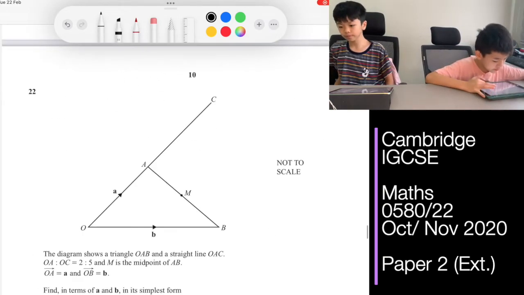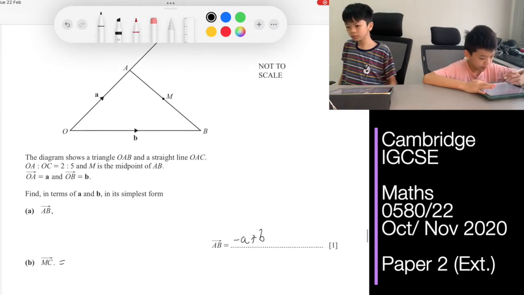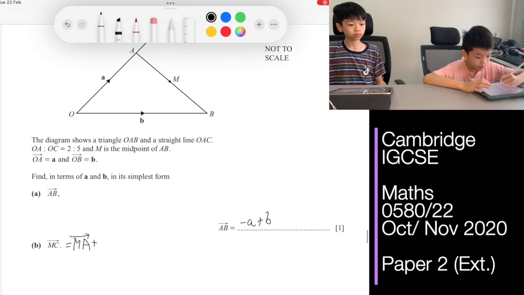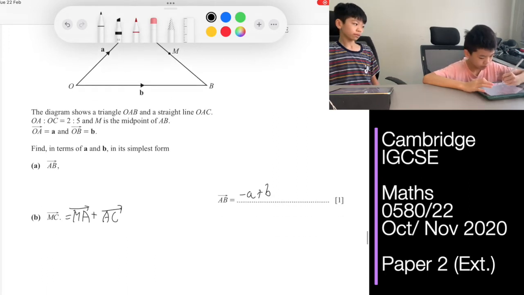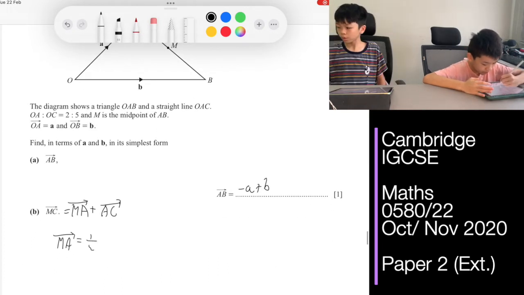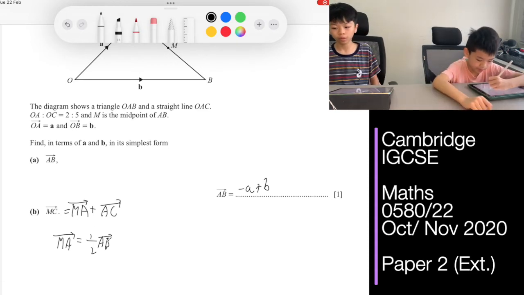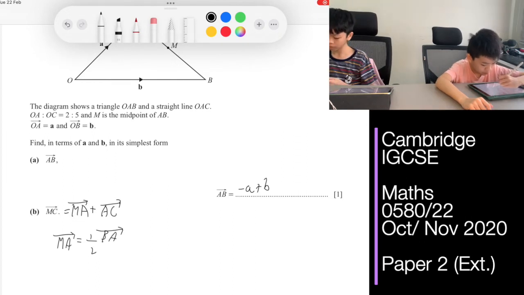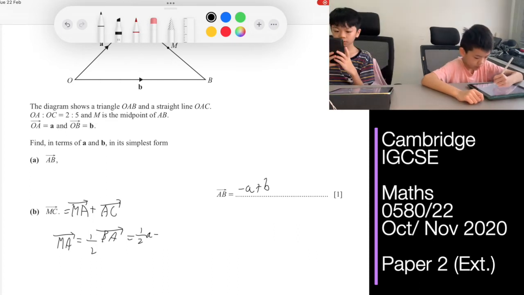For question 22b, find MC, which is equal to MA plus AC. So first we find MA, which is equal to half BA, which is half negative AB, which is half a minus half b.